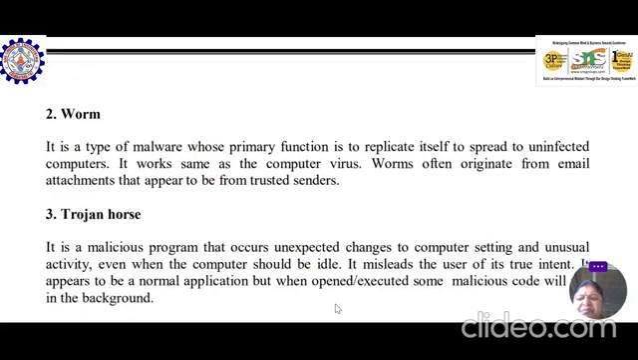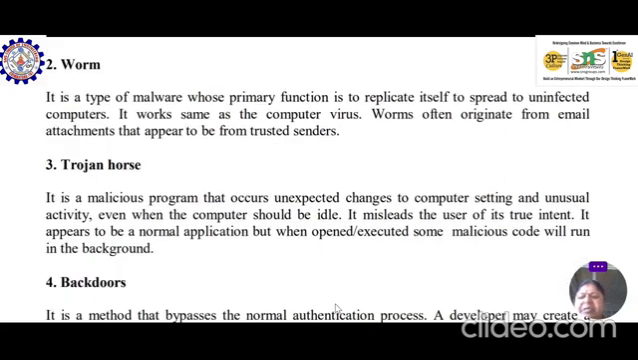Next is worms. A worm is a type of malware whose primary function is to replicate itself to spread to uninfected computers, and it works the same as a computer virus. Worms often originate from email attachments that appear to be from trusted senders.